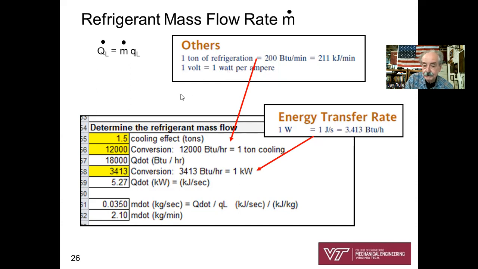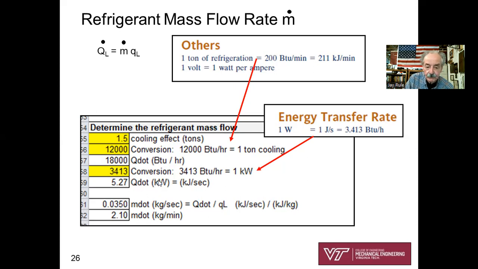1 ton of refrigeration, I'm sorry, is 200 BTUs per minute. If I multiply by 60 times 200, 12,000 BTUs per hour equals 1 ton of cooling. All right, so now I'm back on track. Q dot is 18,000 BTUs per hour. Now, there's 3,413 BTUs per kilowatt hour, so Q dot is 5.27 kilowatts.